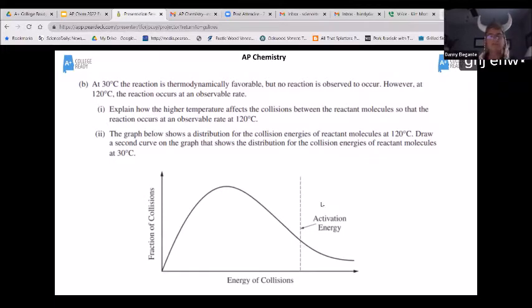Explain how the high temperature affects the collisions between the reactant molecules so that the reaction occurs when it's hotter. How does high temperature affect collisions? Okay, that's one thought. And then it says the graph below shows a distribution of energies of molecules when it's hot, 120 degrees. Draw the curve, so draw on the graph, that shows the distribution for the energies. So that's what it looks like at 120 degrees. They want you to draw what it looks like at 30 degrees. Okay, well both those tasks seem possible.